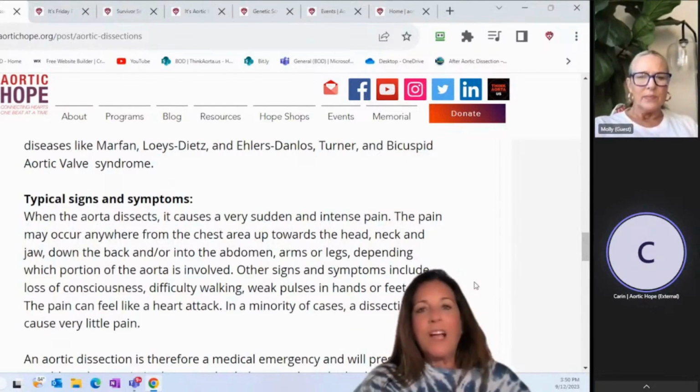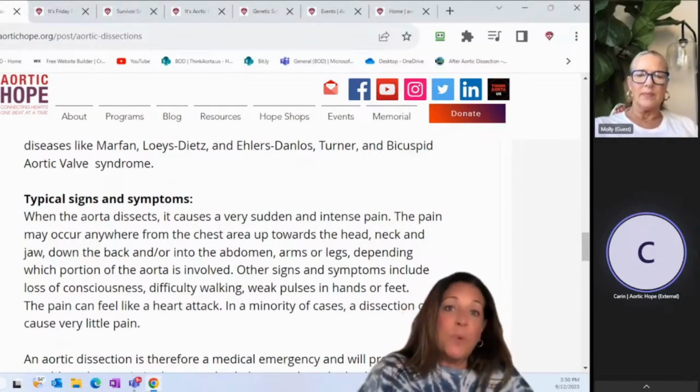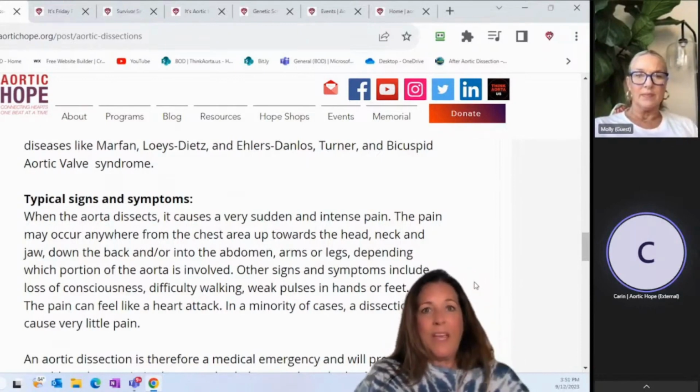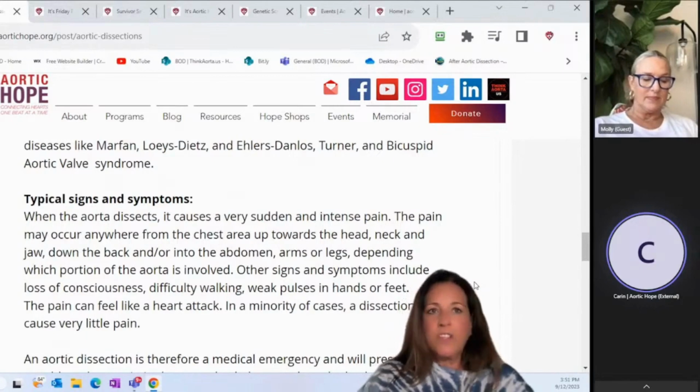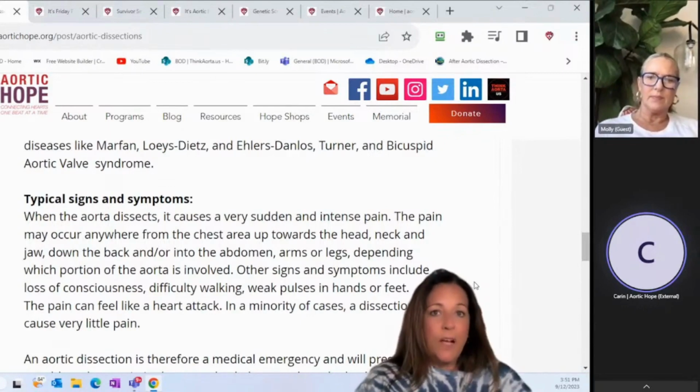I can't really define what the pain is going to look like, but in most cases, it's pretty sudden and intense, and the pain can occur anywhere in the chest, up towards the head, the neck. It can be in the jaw, back down and into the abdomen. It can be in your arms. It can be in your legs. It really depends on what portion of the aorta is actually involved.